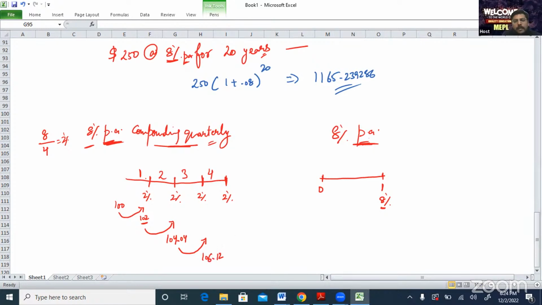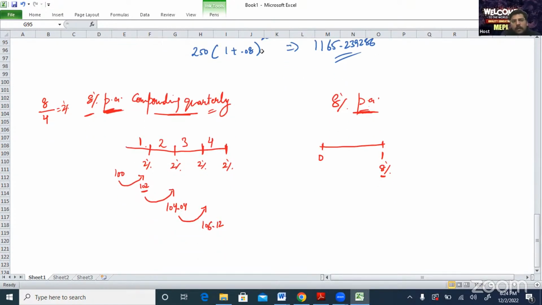Okay. And in the fourth quarter, if we talk about, what will happen? Again, I will get interest on this amount. So it will become what? It will become 108.243. Here, if I invest 100 here, simply it will become 108 after 1 year. But here you can see there are 4 compoundings during the period.